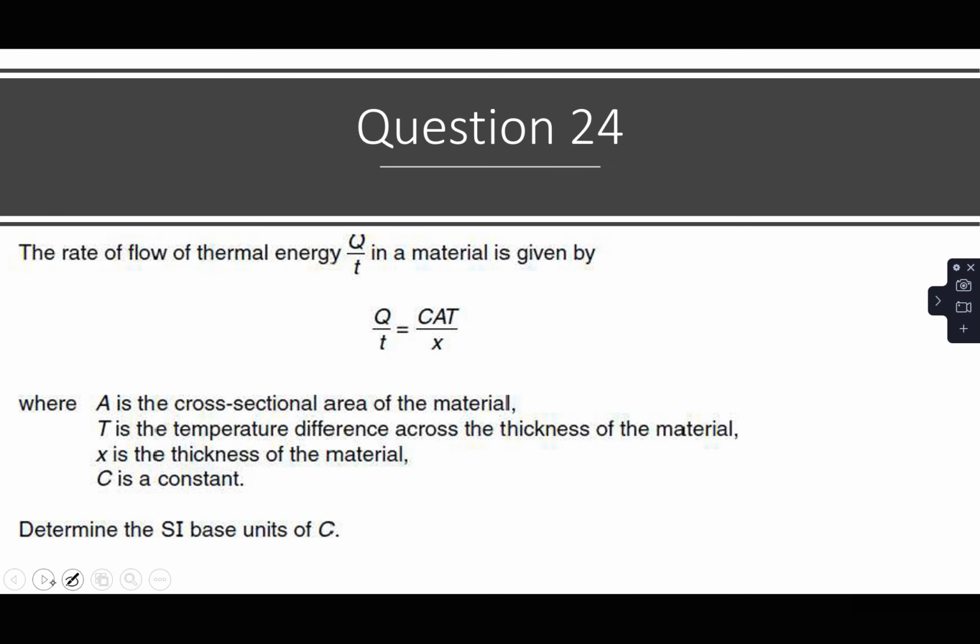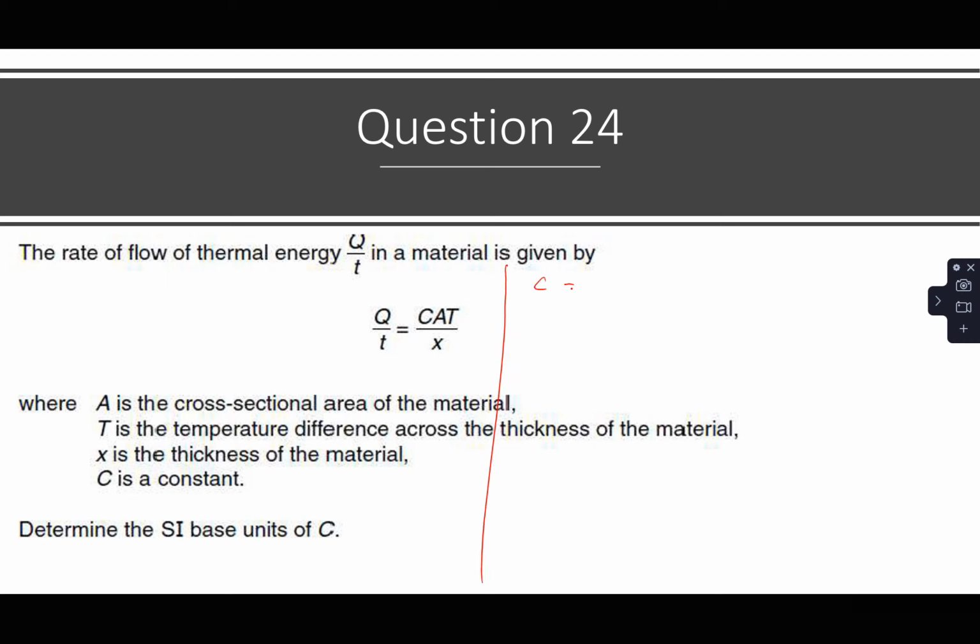Question number 24. The rate of flow of thermal energy Q over T in a material is given by Q over T is equal to CAT over X. So Q over T, this time Q is not representing charge. You must note that very carefully. A is cross-sectional area, T is temperature, X is thickness, C is a constant. So they want the base units of C. We begin by making C the subject.